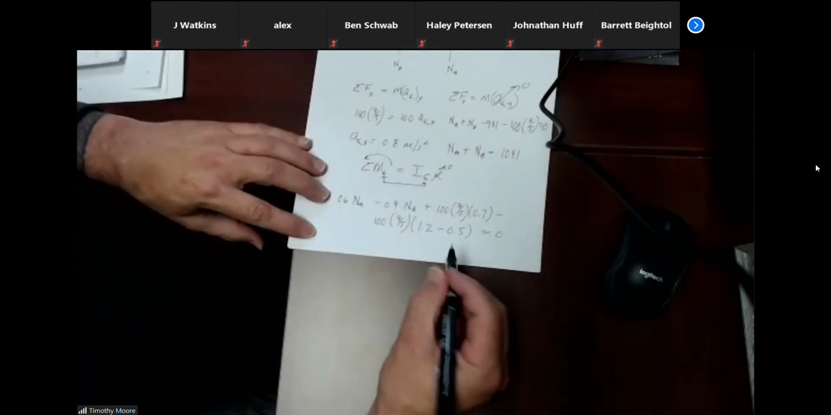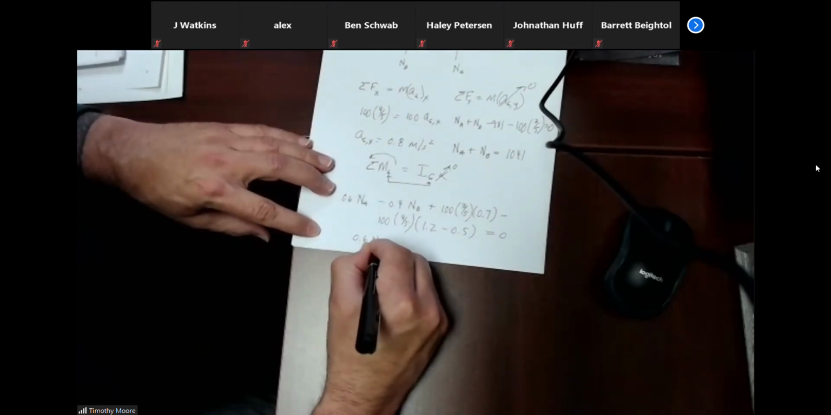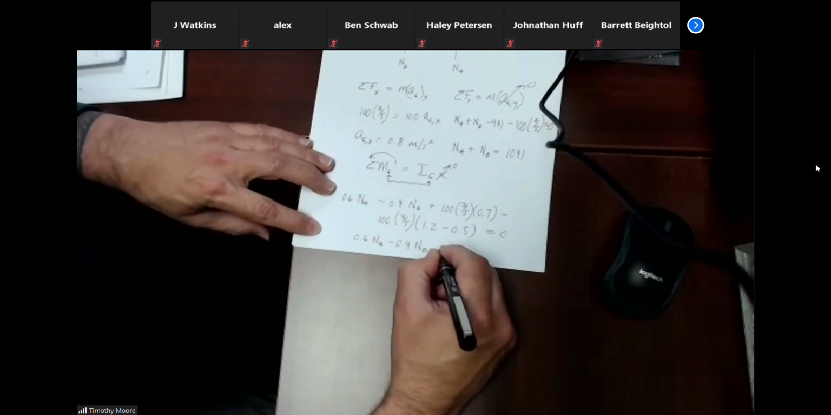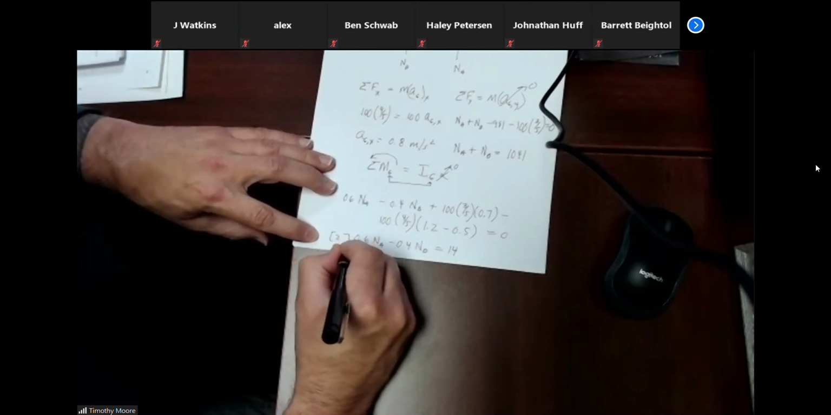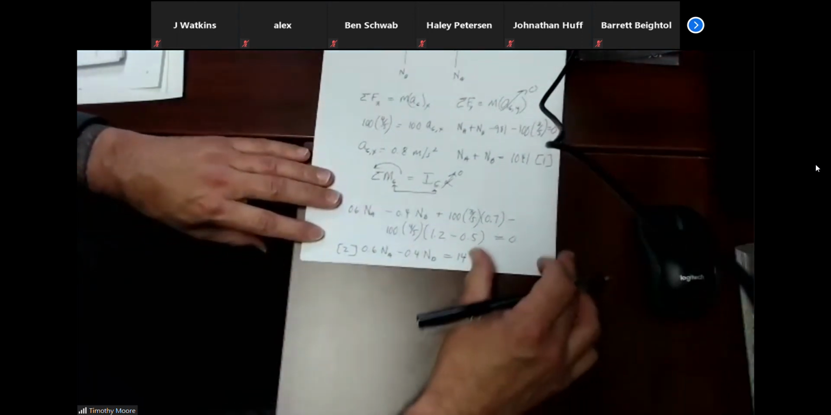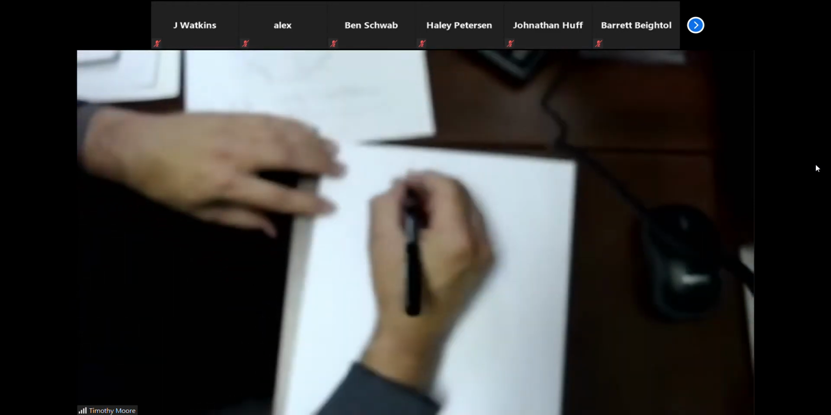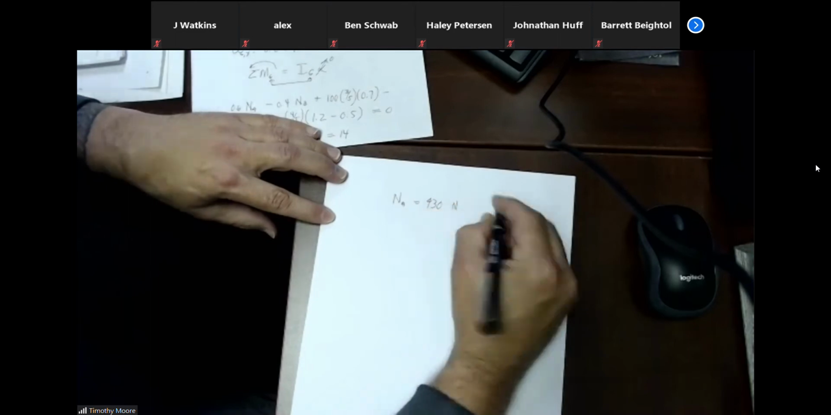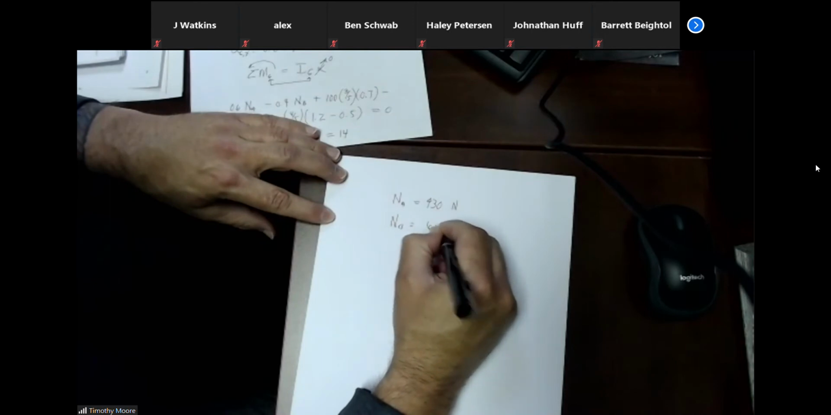And so I come up with a second equation that says that 0.6 times the normal force at A minus 0.4 times the normal force at B is equal to 14. And so this is equation 2. This is equation 1. So then when you solve these two equations, you have the normal force at A is equal to 430 newtons, and the normal force at B is equal to 611 newtons.